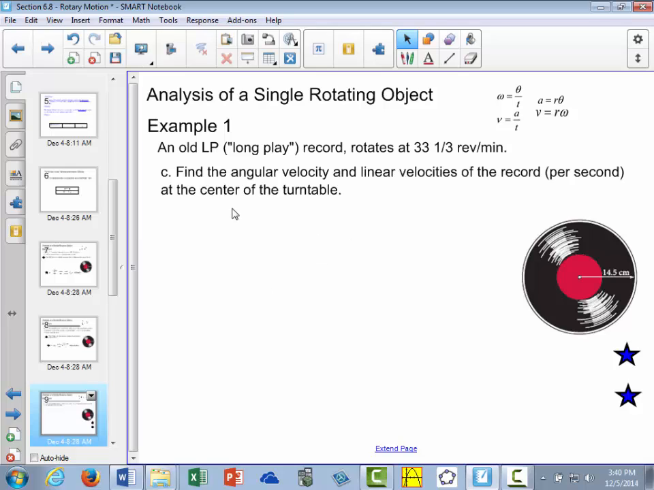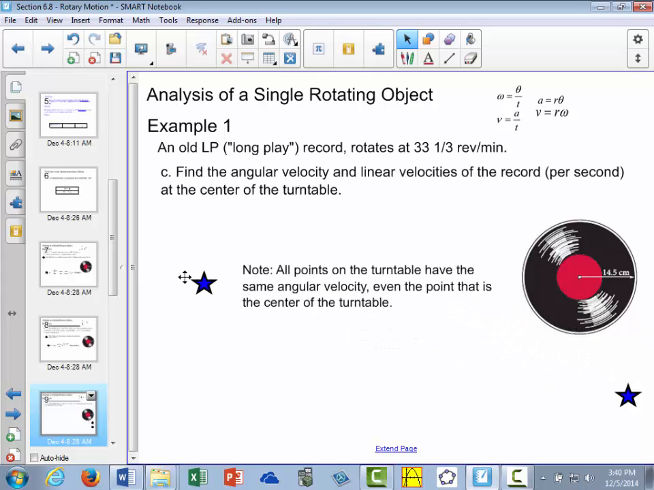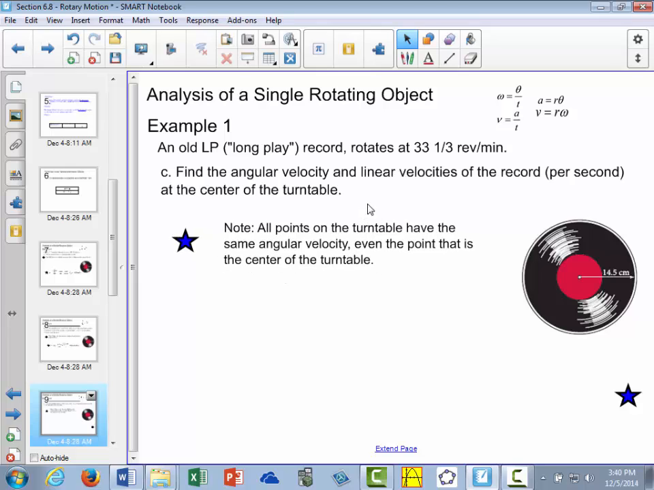Finally, they're going to ask us to find the angular velocity and linear velocities of the record per second at the center of the turntable. All right, they keep asking us for the angular velocity at different points on the record, but as we've stated, the angular velocity is the same no matter how far away we are from the center. So even if we're at the center, we're going to have the same angular velocity. So our angular velocity will once again be 1 1/9 pi radians per second.